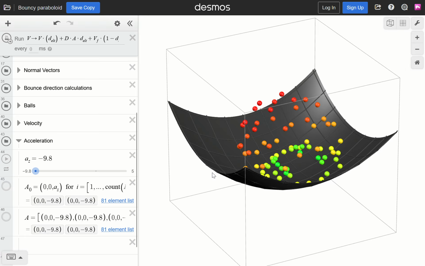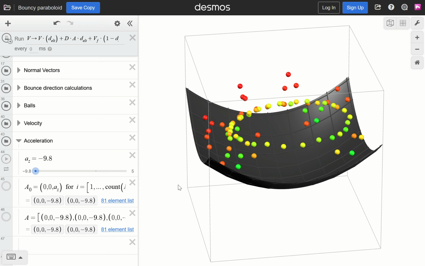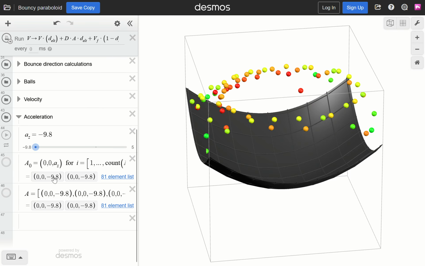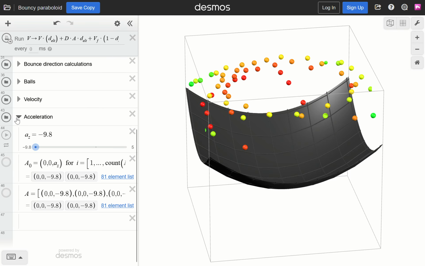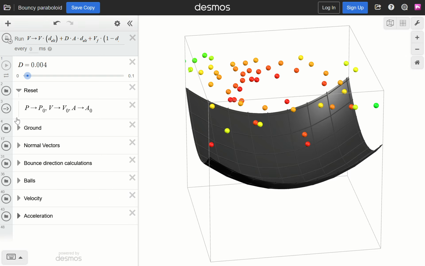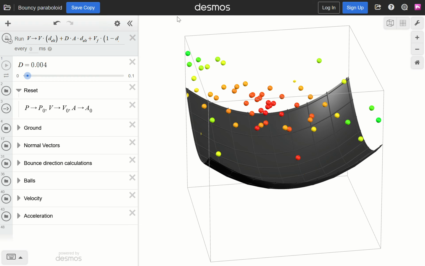So yeah, this is linked in the description. I made this inspired by another video that I've also linked in the description, which I thought was really cool. I was sick the past couple of days and I had nothing better to do with my time than program a bouncy paraboloid in Desmos.